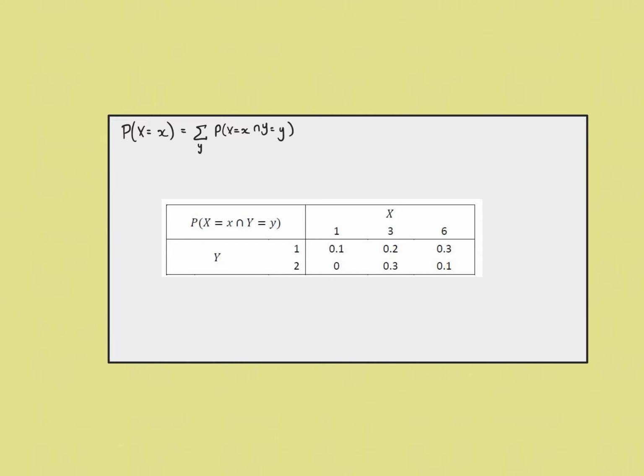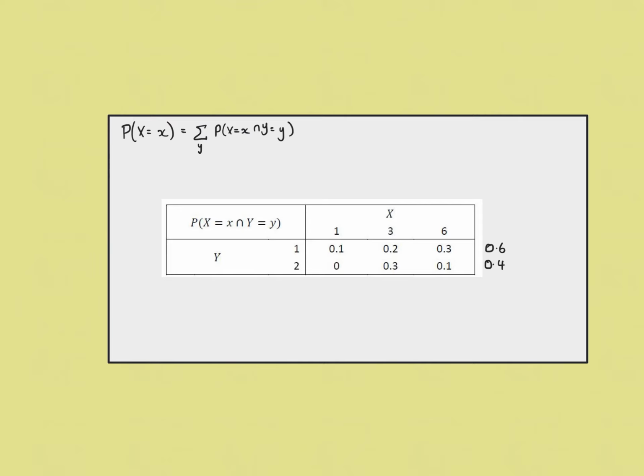In this case, it's not possible to have 1 and 1 and 1 and 3 occurring at the same time. So in order to find the probability that y is equal to 1, we just add up all of the joint probabilities where y is equal to 1. So the probability that y is equal to 1 is 0.1 plus 0.2 plus 0.3, which is equal to 0.6. Similarly, the probability that y is equal to 2 is equal to the sum of all of the joint probabilities where y is equal to 2, so 0 plus 0.3 plus 0.1, which is 0.4.